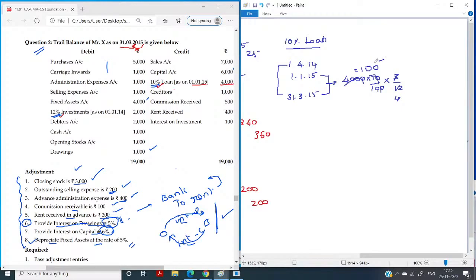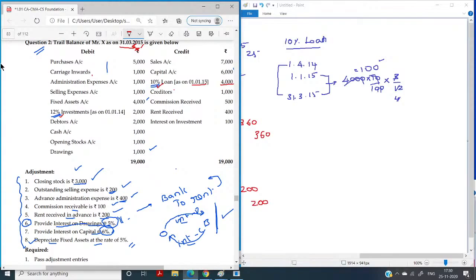Verify in the debit side whether you have paid interest on loan to that extent or not. Whether it is available here. Of course, for the loan the interest payment is an expense, so it should be debited. In the debit side we have purchases, carriage inward, administration expenses, selling expenses, fixed assets, 12% investment, debtors, cash, opening balance, and drawings. Of course, we don't have any interest payment. It means this interest is outstanding. Is it clear? This is how you have to find out whether the interest is paid or not.